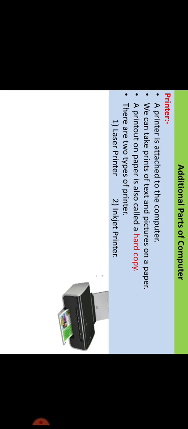required? We can take the prints of text and picture on a paper. Means we can use it like a Xerox. We can take prints of our picture with the help of printer. Means this printer is used to print the text and picture on a paper. A printout on a paper is called a hard copy.